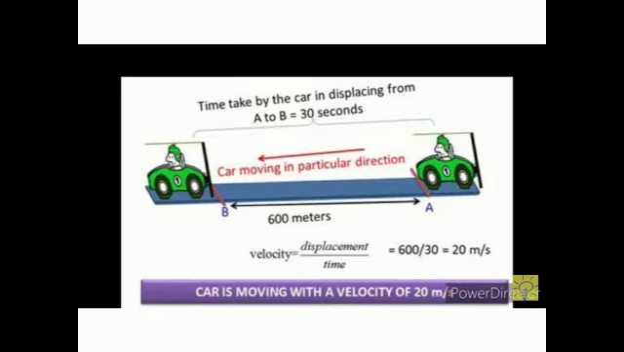Consider an example. We have a car which is moving from the right direction to the left direction between 2 points, one is A and the other one is B. After a certain time this car covers a 600 meter displacement to reach point B in 30 seconds. Now we put these values in the formula. We get velocity is equal to displacement divided by time. So displacement is 600 meters and time is 30 seconds. We get 20 meters per second as the answer. It means that the car is moving with a velocity of 20 meters per second.